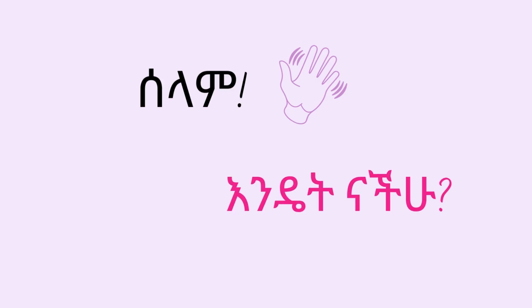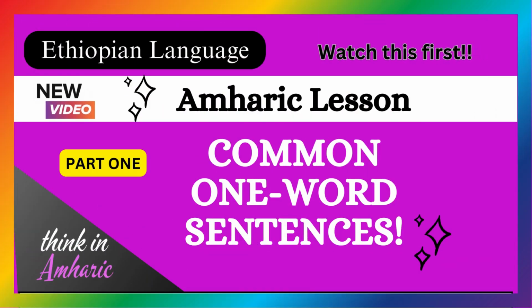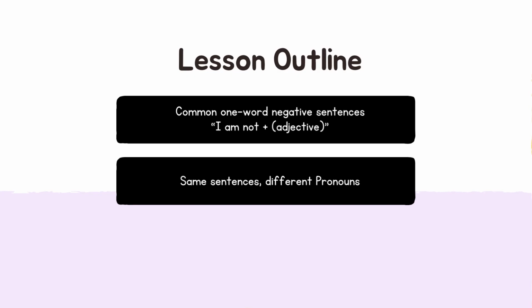ሰላም እንዴት ናችሁ? In today's lesson, we look at the negative form of all the positive one-word sentences that you learned last week in this video. If you haven't watched that video, I recommend that you do so before watching this one. I leave the link in the description box for you.